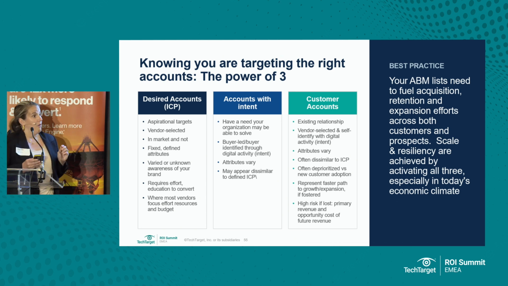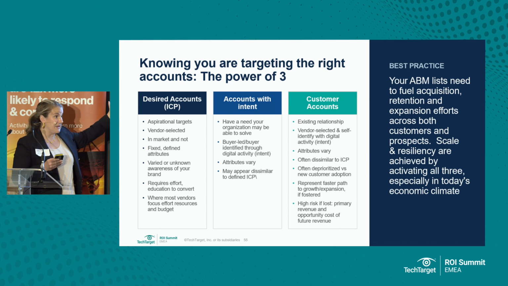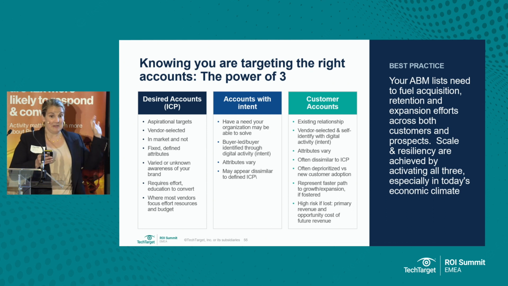Second bucket. Anytime, again, this ICP, newsflash, you might build this great list of 10,000 accounts, but guess what? 10 to 15% of them are going to be actually in market at any given time. So you need to have your expectations set on that front.